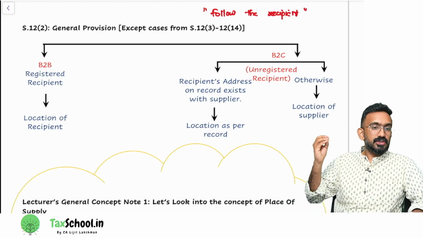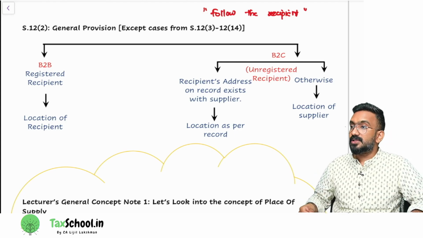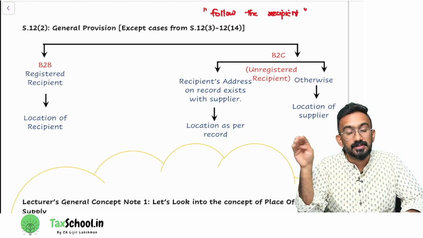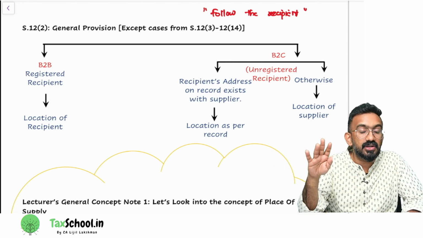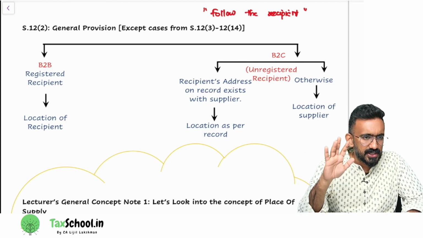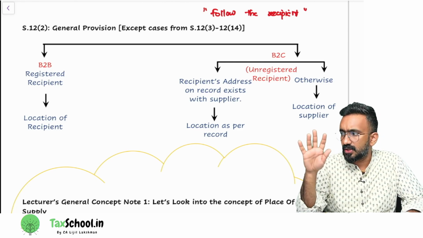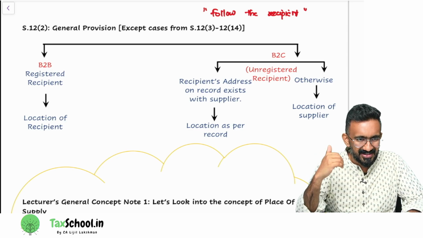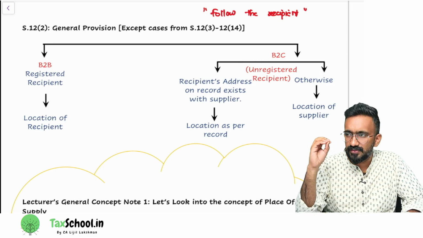Section 12 subsection 2 to 12 subsection 14. There are 13 subsections where they are determining what the place of supply is. First, generally place of supply would be based on whether it is B2B or B2C. If it is B2B, which means a registered recipient, place of supply is the location of the recipient.